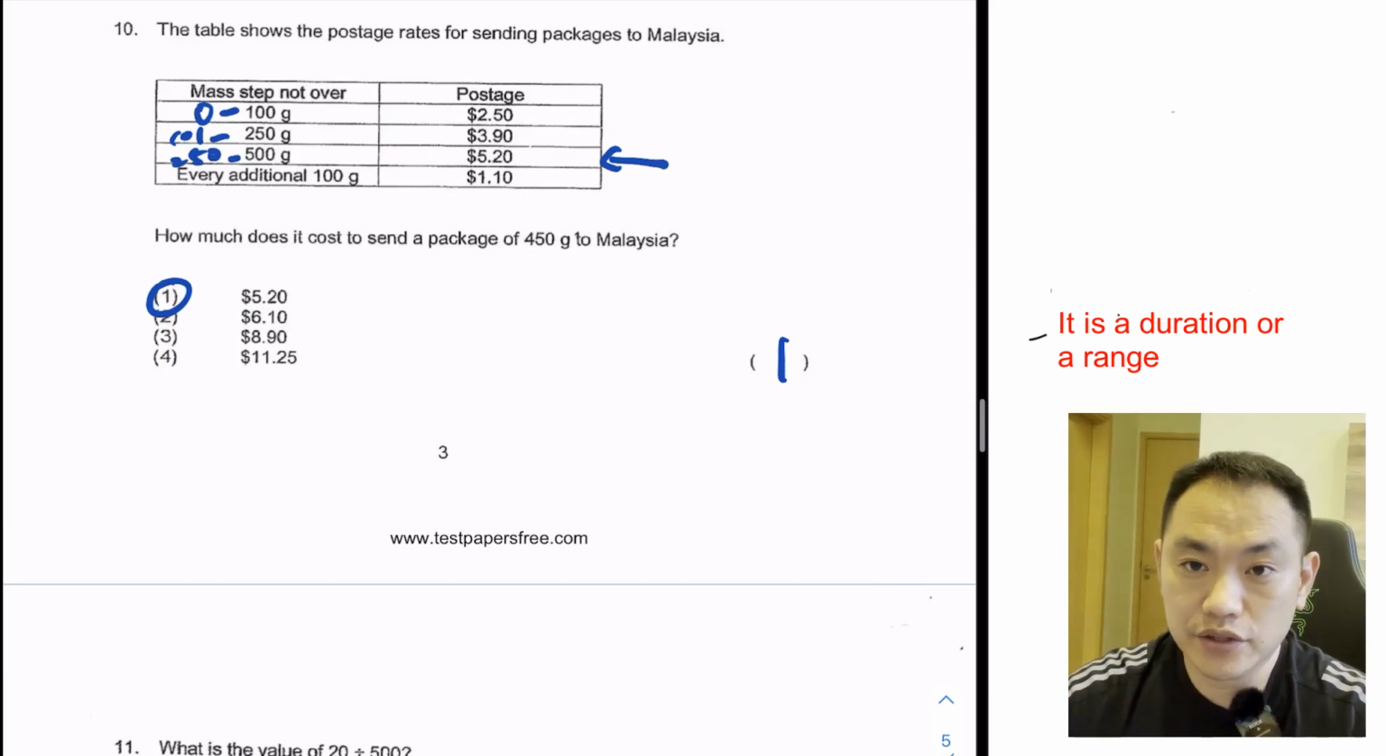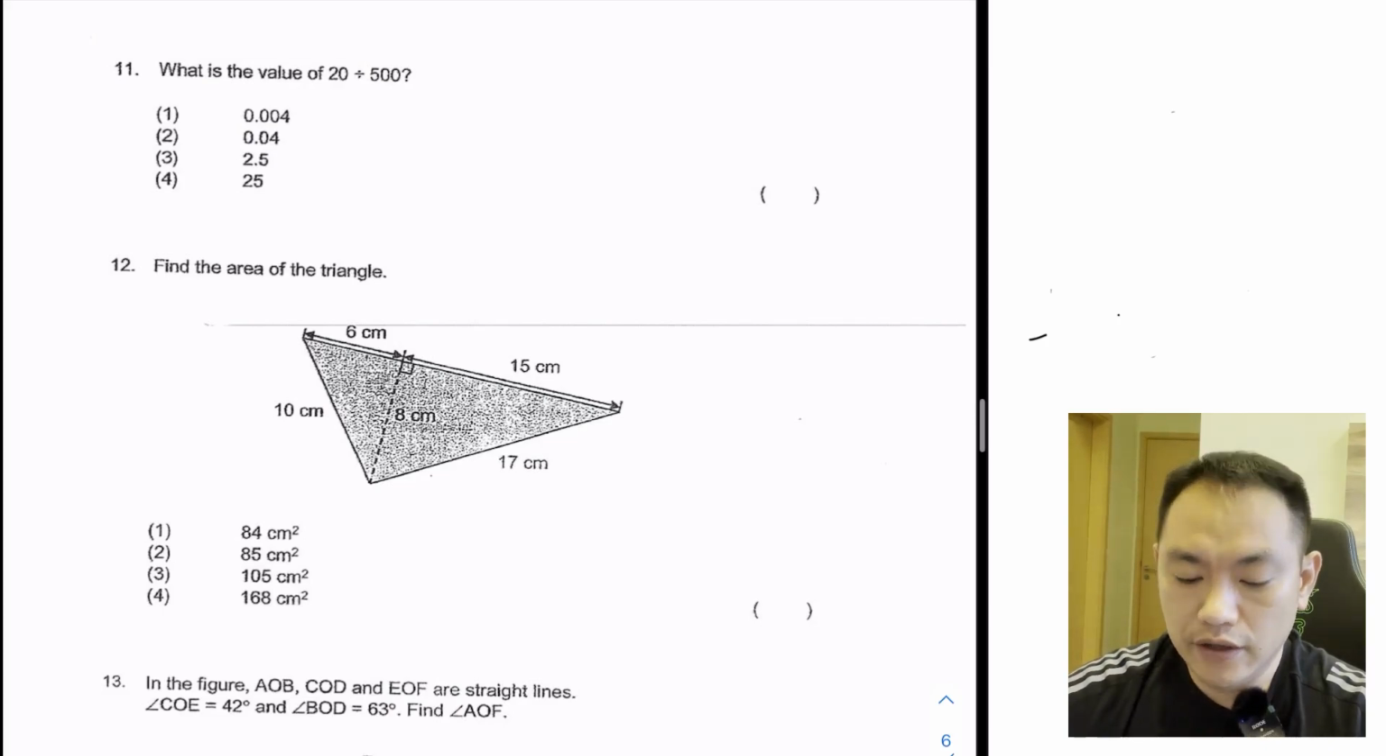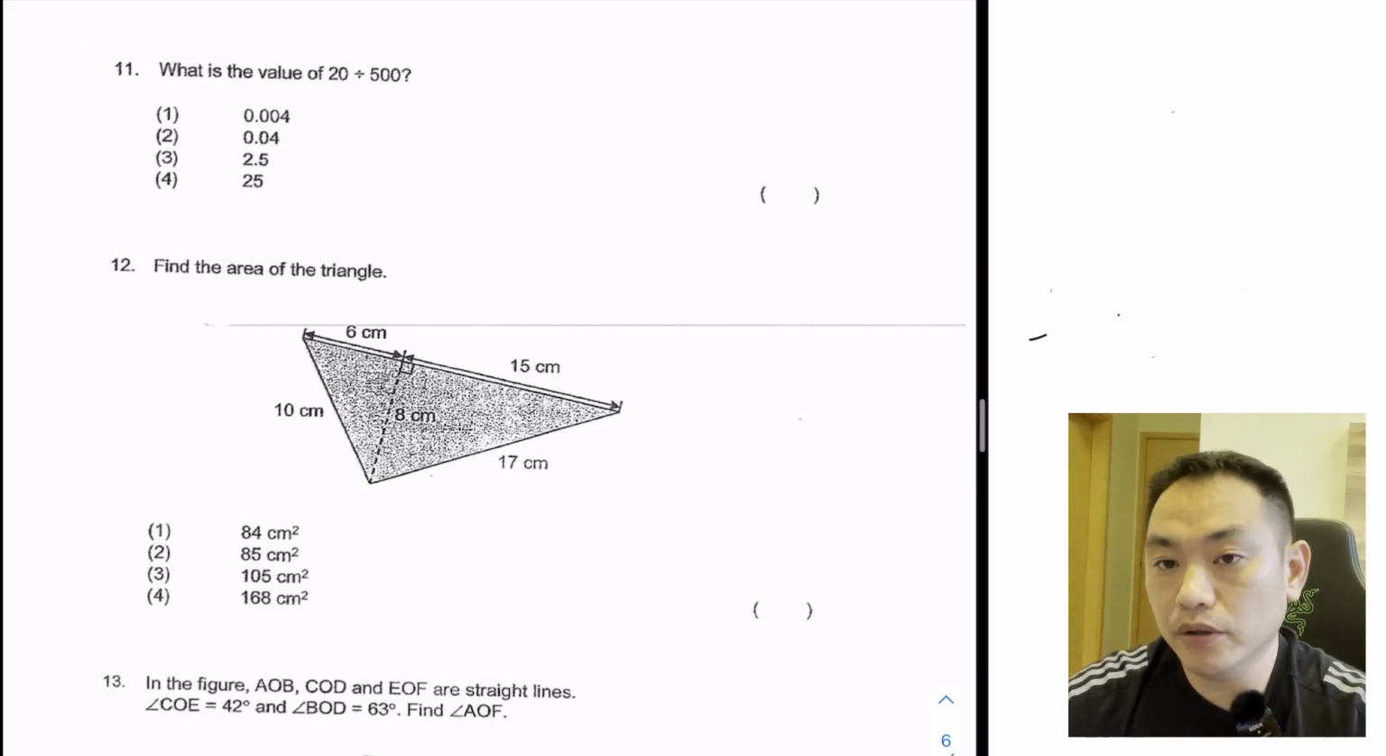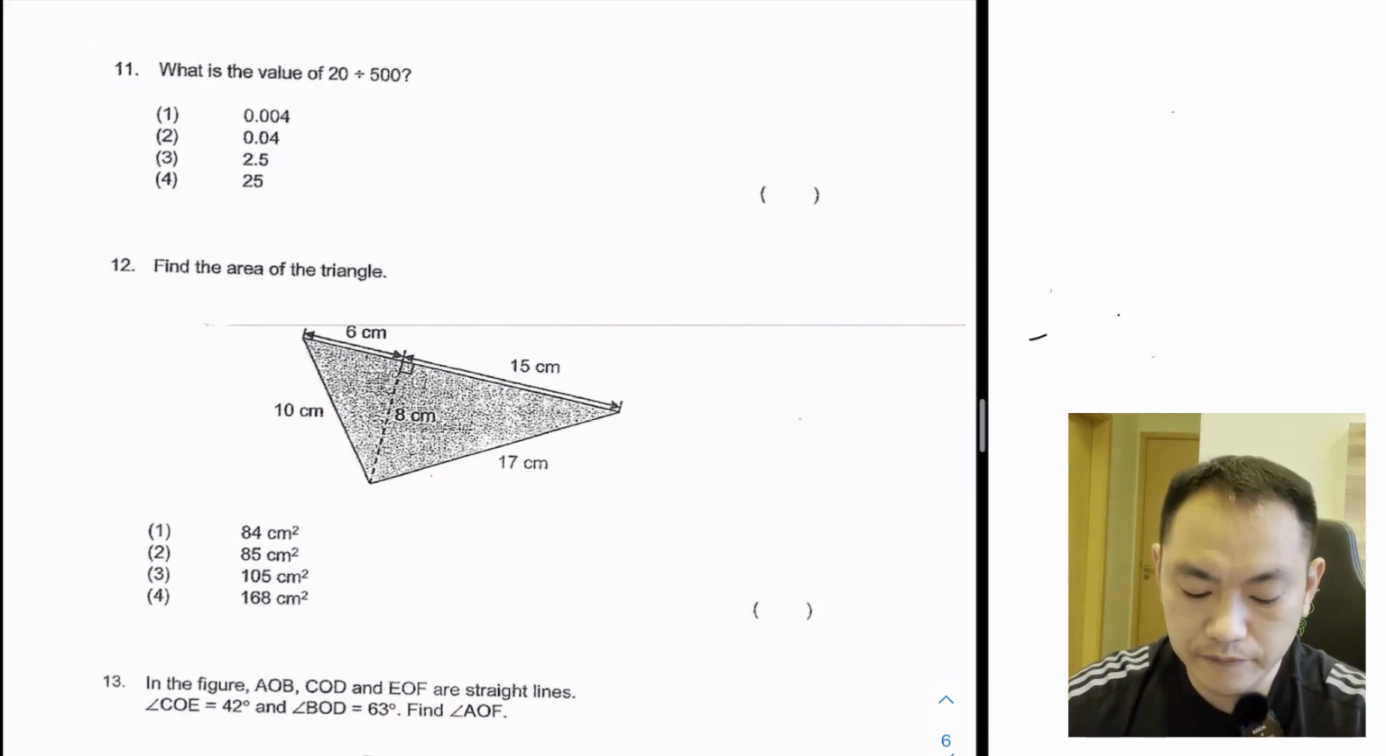Let's move on to the next question. Question 11. What's the value of 20 divided by 500? Okay, so basically from the answers you can see there are a couple of decimal points here. There are a couple of answers with decimal points. So this is a conversion from a division, or a fraction, to decimal points. Okay, so how do we calculate that?